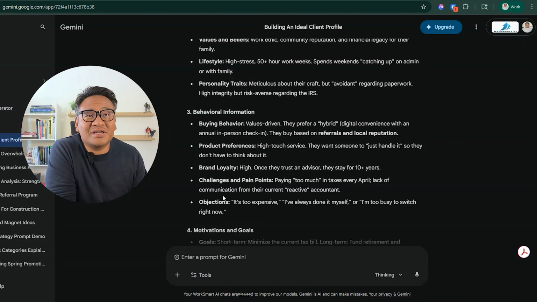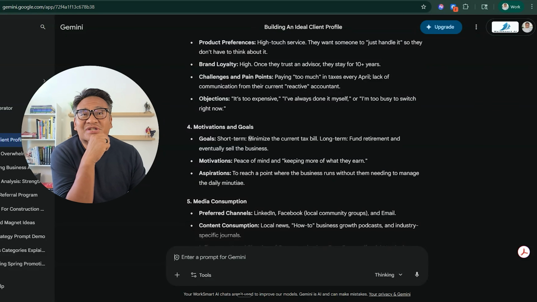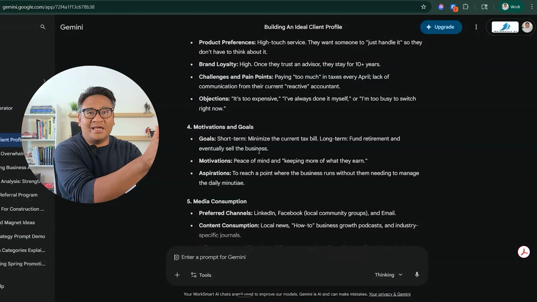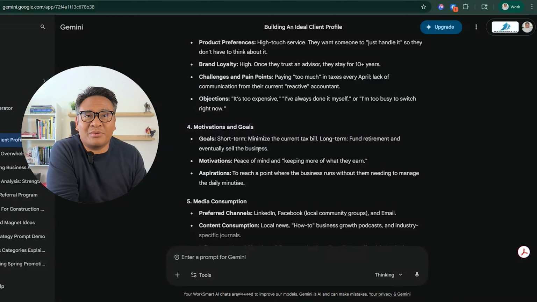Behavior information. Let's look at challenges and pain points: paying too much in taxes every April, and lack of communication from their current reactive accountant. Let's look at their motivations and goals. Short term is to minimize their current tax bill. Long term is to fund retirement and eventually sell the house or the business. Now remember, everything is in context to the accounting business that we're referencing. Motivation: peace of mind and keeping more of what they earn. Aspiration: to reach a point where the business runs without needing to manage the daily minutiae.